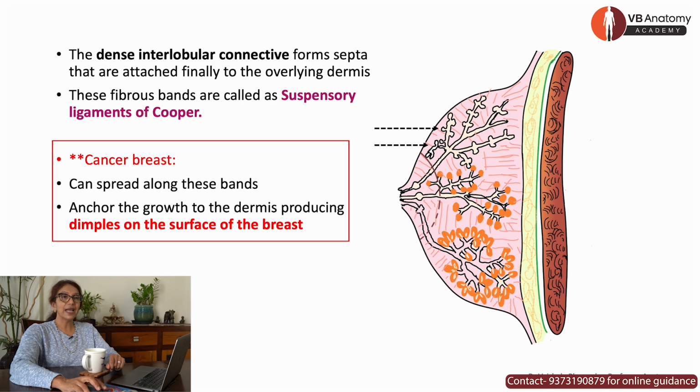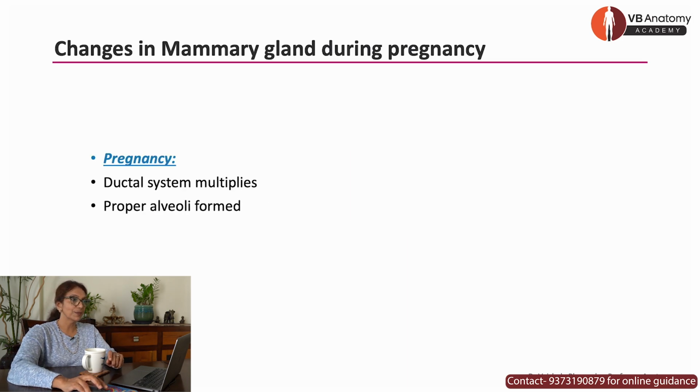What happens in cancer breast is the cells begin to migrate along these, anchoring on to the surface of the breast, causing dimpling on the surface. So these dimples indicate clear indication of underlying pathology. Now the woman becomes pregnant.